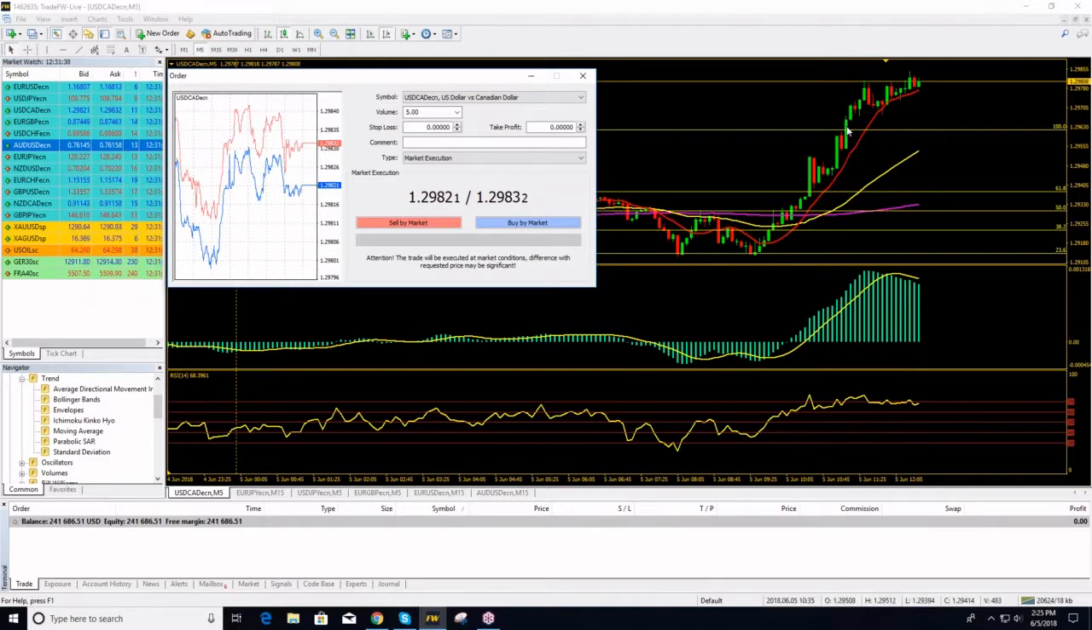I repeat, we wait for a short position on dollar CAD if we see a close below this MA10.